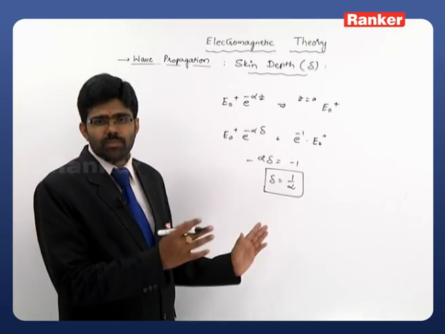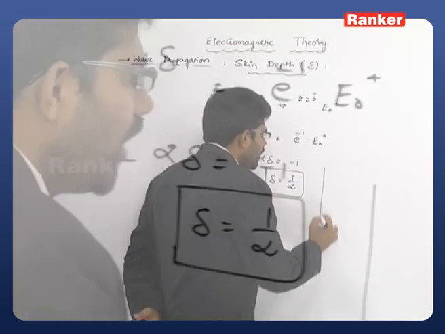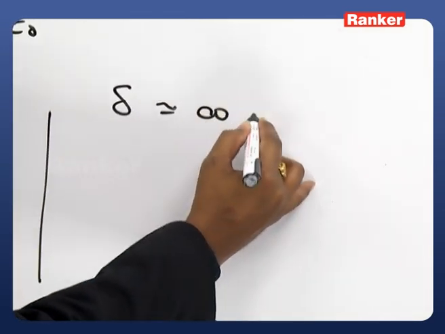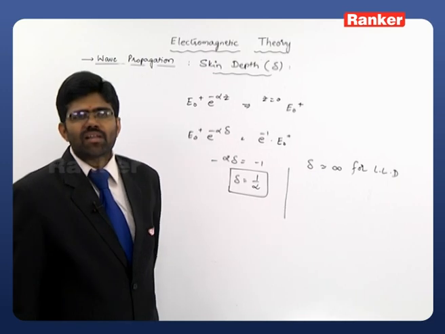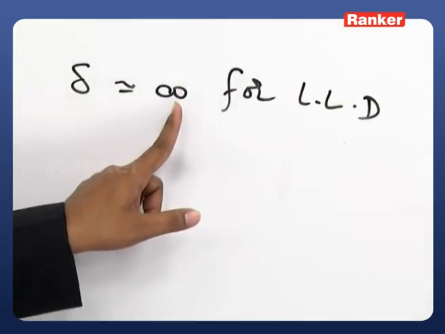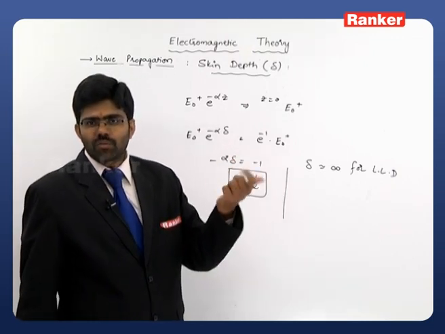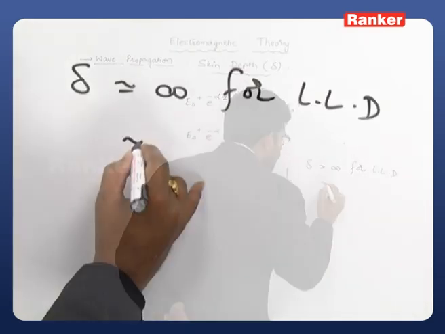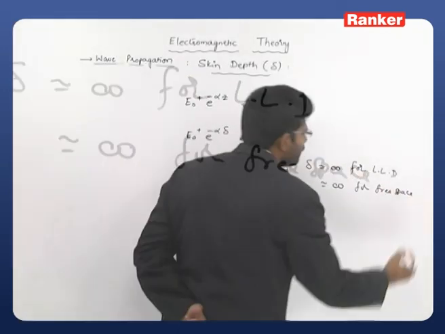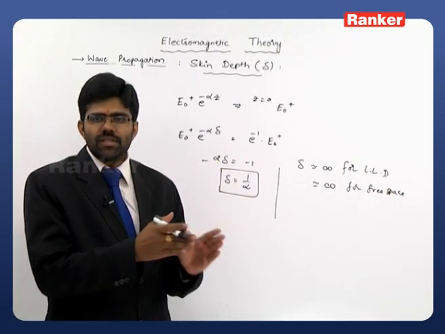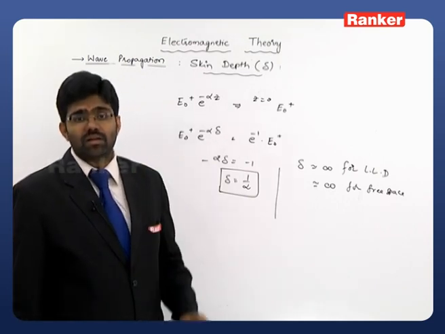If you observe it in a simple way, for dielectrics, what is the value of alpha? For a lossless dielectric, alpha is 0. Therefore, delta is approximately infinite, which means the wave will travel an infinite distance with very good strength. For free space also it is infinite, since alpha equals 0. In free space the wave will travel an infinite distance approximately without any loss or degradation. Now come to the conductor.